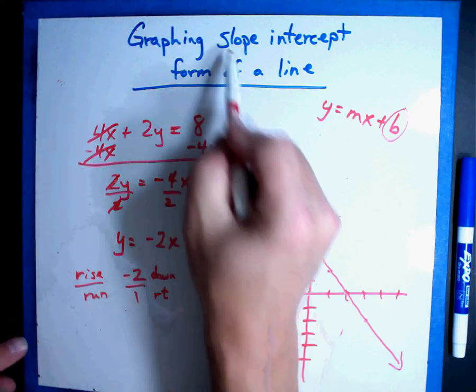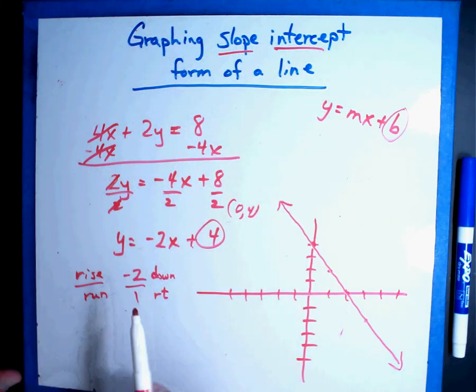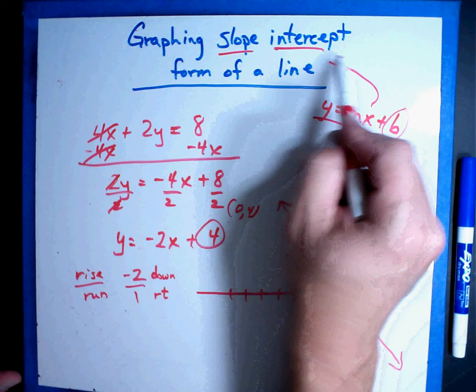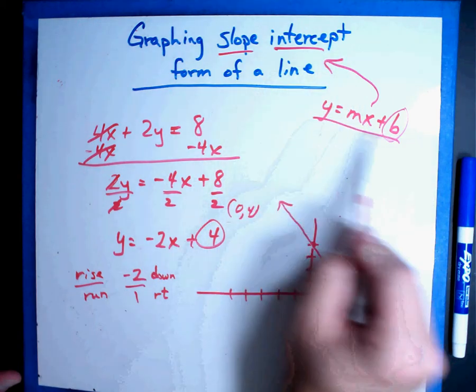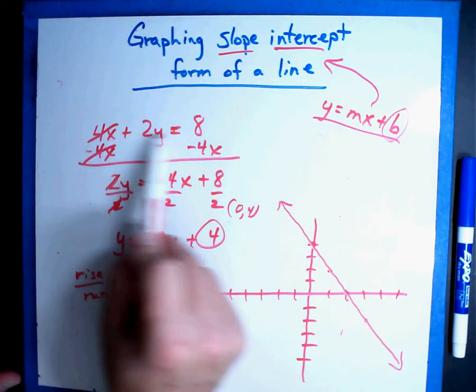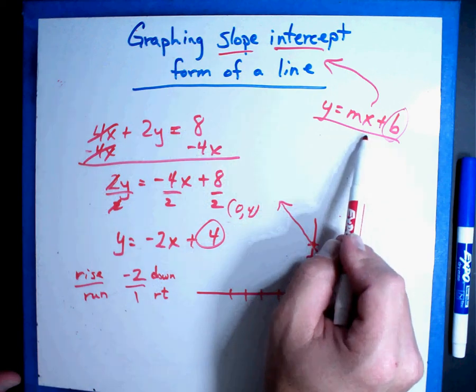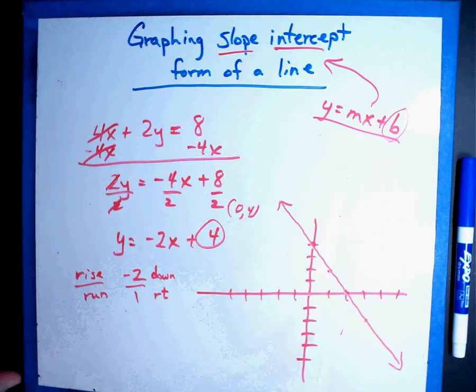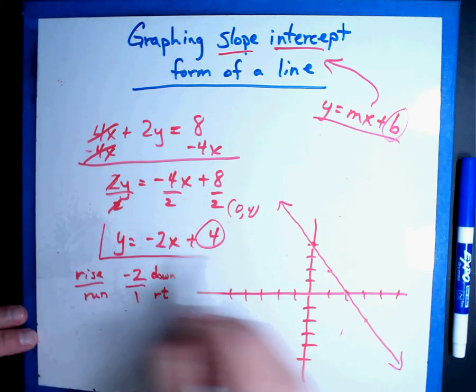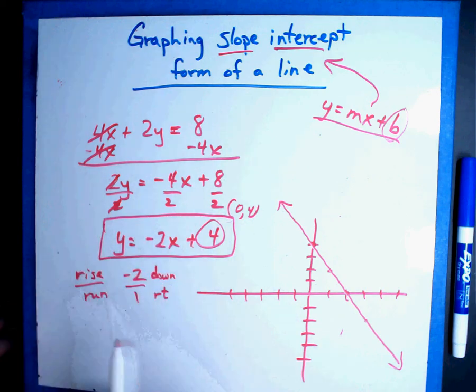So graphing the slope-intercept form, what is that? This is slope-intercept form: y equals mx plus b. If it stays like this, you can't graph it. You have to put it in this form in order to graph it. We did it by hand. Now, again, they give you a calculator. Use that calculator. When you get it in this form right here, that's what you type into your calculator, and it will graph it for you.